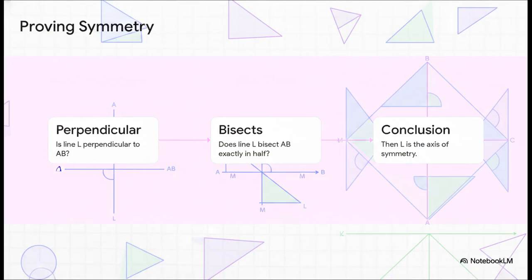You can kind of think of this as a strict geometric checklist. To prove a line is the true axis of symmetry for a base segment, you just check 2 things. Step 1, is it perpendicular? Yes. Step 2, does it bisect the line exactly in half? Yes. Well then, congratulations. You've just found your axis of symmetry. It's a perfect mirror line.